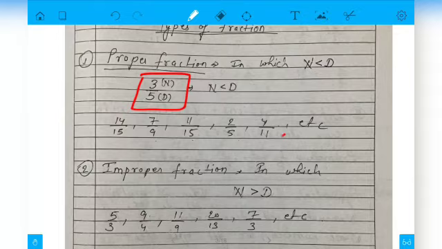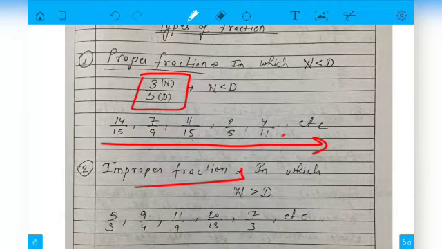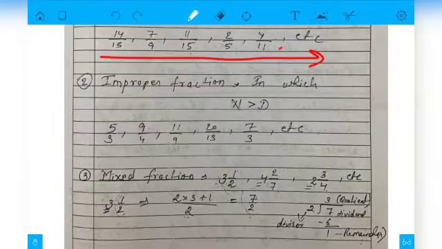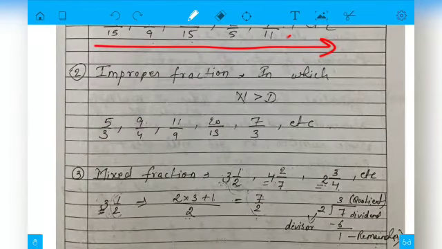Similarly, you will see some examples below which I have written for you: 4 by 14, 7 by 9, 11 by 15, 2 by 5, 4 by 11, etc. In all these fractions the numerator is smaller than the denominator. So these types of fractions are proper fractions. Now, what is an improper fraction? One in which the numerator is greater than the denominator. For example, 5 by 3, 9 by 4, 11 by 9, 20 by 13, 7 by 3. In all these fractions the numerator is greater than the denominator.